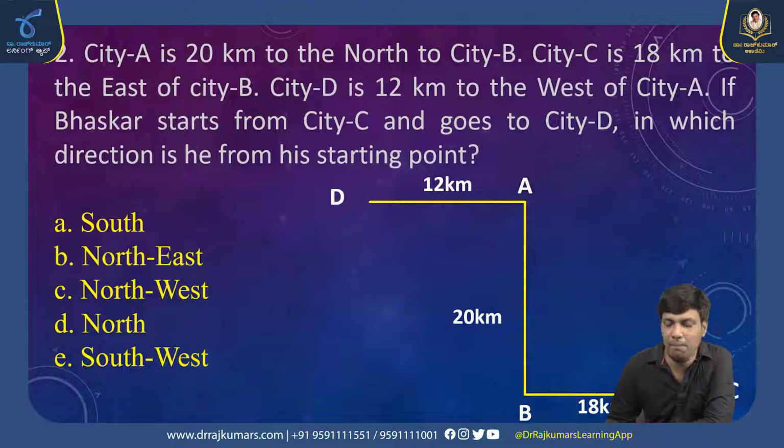A person named Bhaskar is traveling from city C to city D now. The main question is in which direction he is from the starting point. If you look at Bhaskar from the starting point, he will be in the northwest direction.